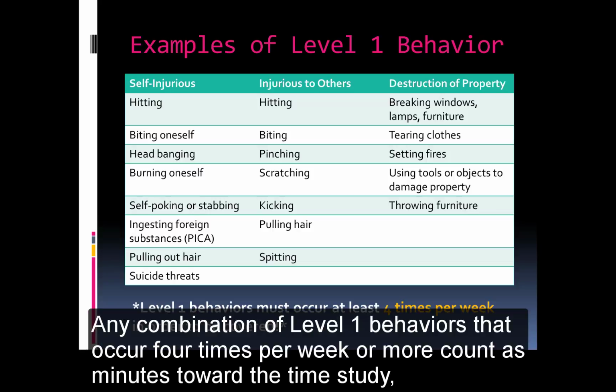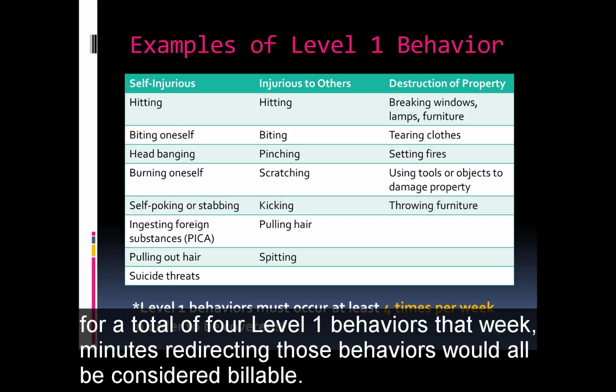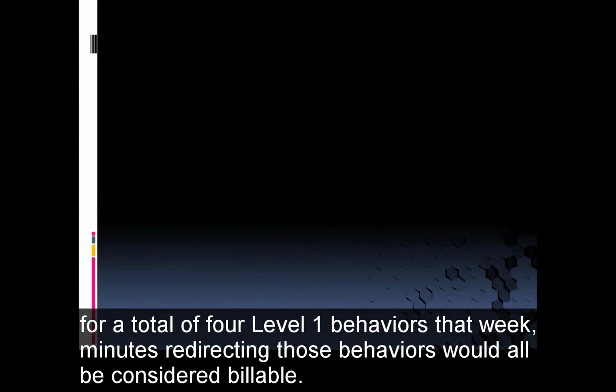Any combination of Level 1 behaviors that occur 4 times per week or more count as minutes toward the time study. So if a student scratches staff 2 times, pulls their own hair once, and rips their own shirt once, for a total of 4 Level 1 behaviors that week, minutes spent redirecting those behaviors would all be considered billable.